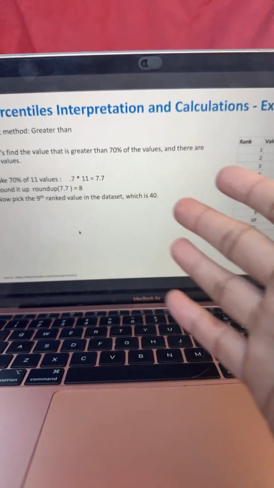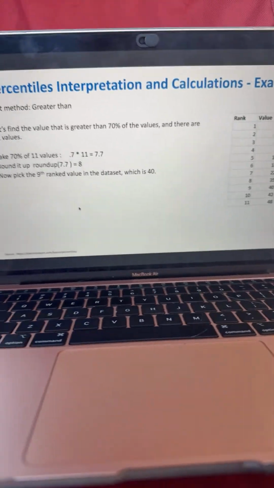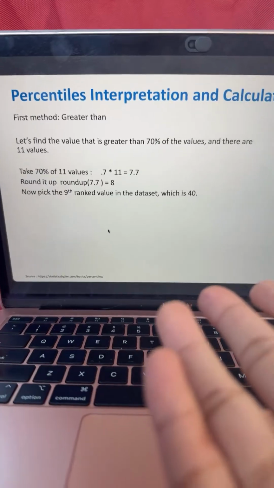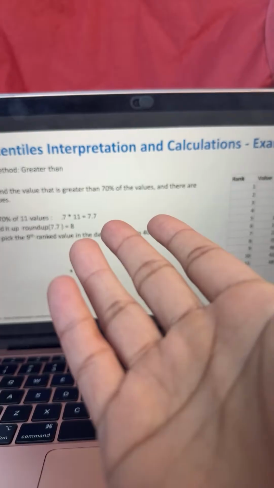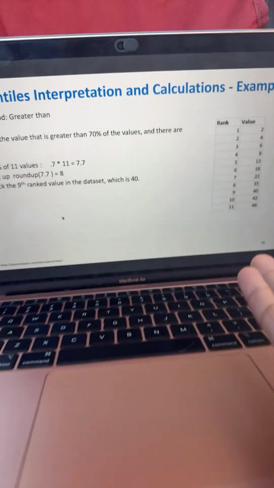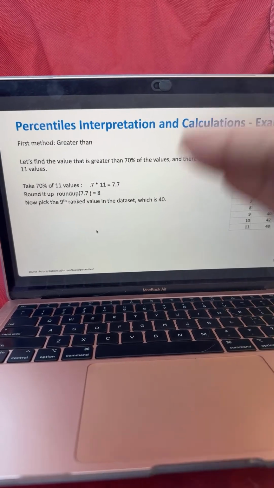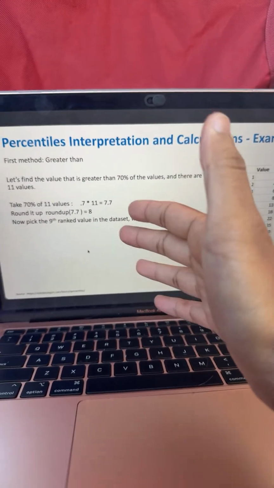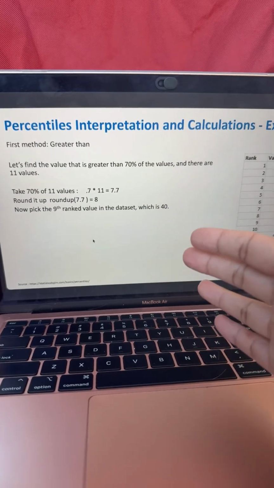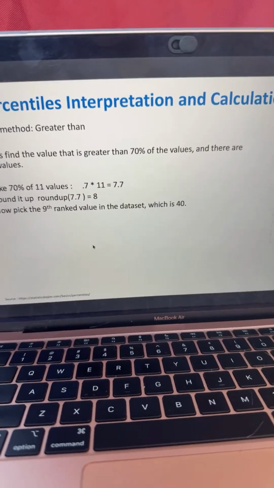0.7 times 11 is 7.7. So if you round it up, you get 8. And then you pick the 9th rank value in the data set, which is 40, because you're finding a value that is greater than. So it has to be the one that is rounded up and then outside of that one. If you're rounding up, you don't choose the one that you rounded up to. You go to the one that is below that one, or lower in rank than that one.